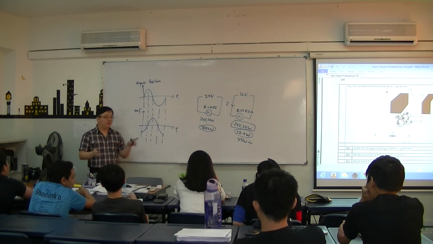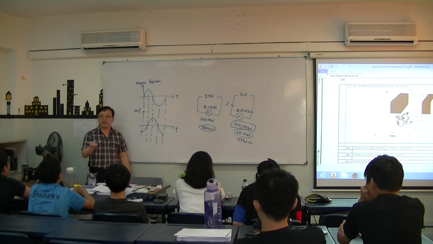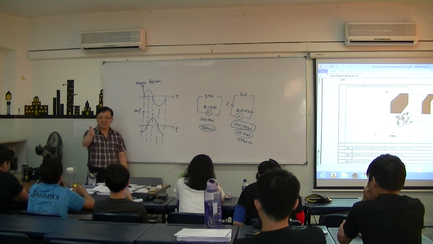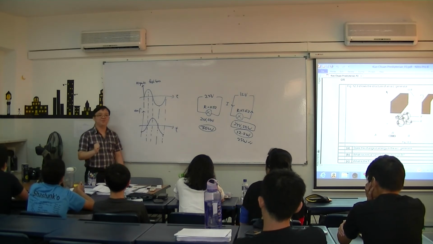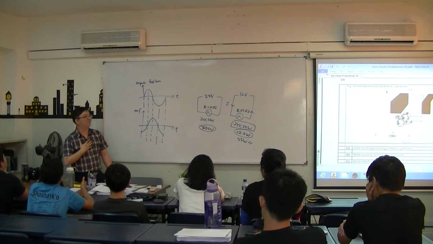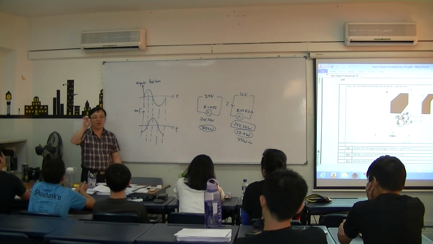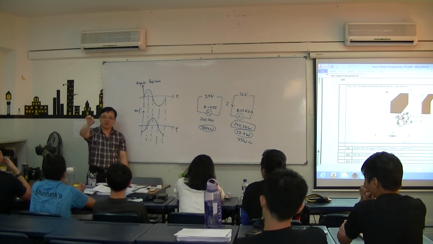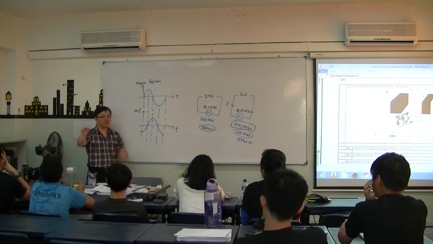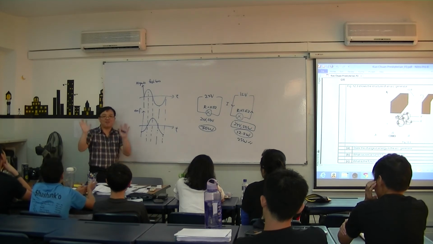Tell me, for this graph to be true, the coil must be like this, horizontal or vertical initially? Do you understand what I'm talking about? This is the coil. This is a magnetic field. Initially must it be vertical or horizontal for this graph to be true? I want everybody to tell me.